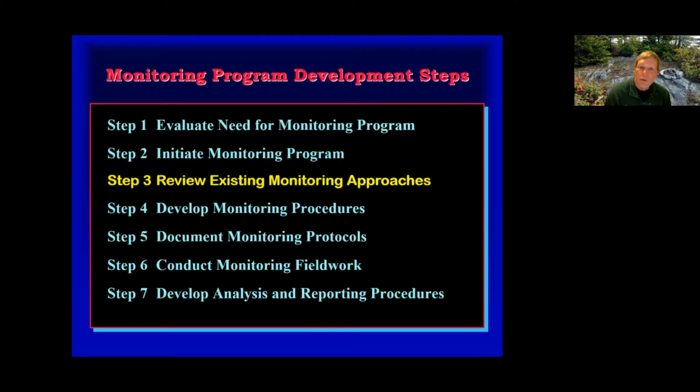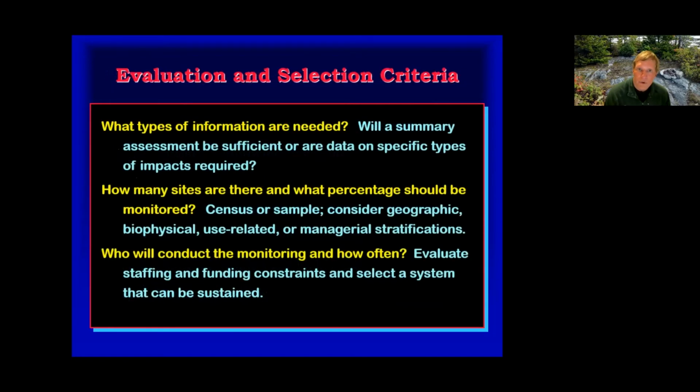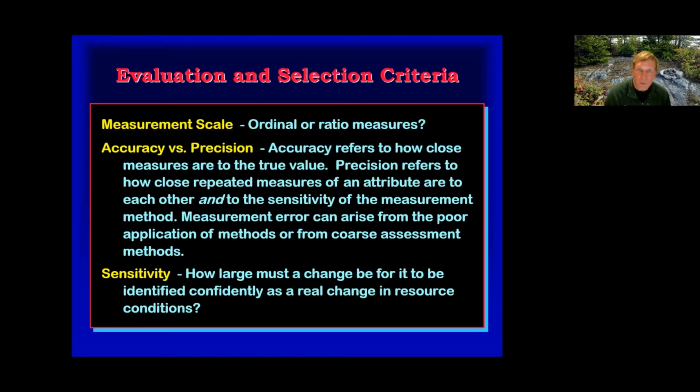Step 3 is to review existing monitoring approaches. How have people gone out and assessed or measured these kinds of indicators? So you need to ask yourself, what types of information do we really truly need to make decisions? With respect to campsites, how many sites are out there and what percentage should I be monitoring, like 10%, 20%? Who's going to conduct the monitoring and what is our capability in terms of staffing? And oftentimes the folks who are out there doing monitoring are in fact seasonal workers.